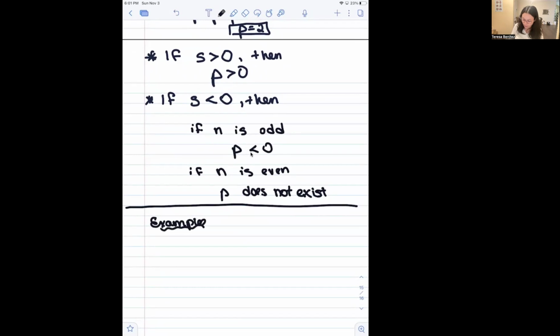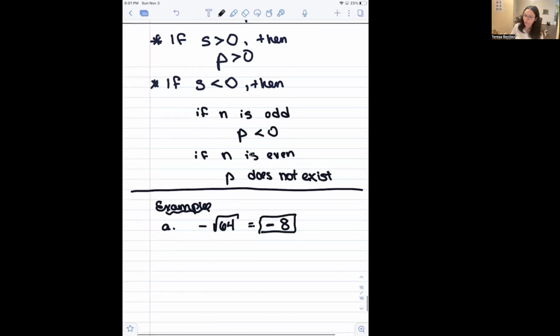Again, need to stay within the 50 minutes. Negative square root of 64. Notice the negative is outside of your radical, so I have negative whatever the square root of 64 is. Square root of 64, we're looking for a number that multiplied by itself, that number times that number will be equal to 64, which is equal to 8. Okay, so I have the negative outside of my radical, so I'm not looking for the square root of that negative.